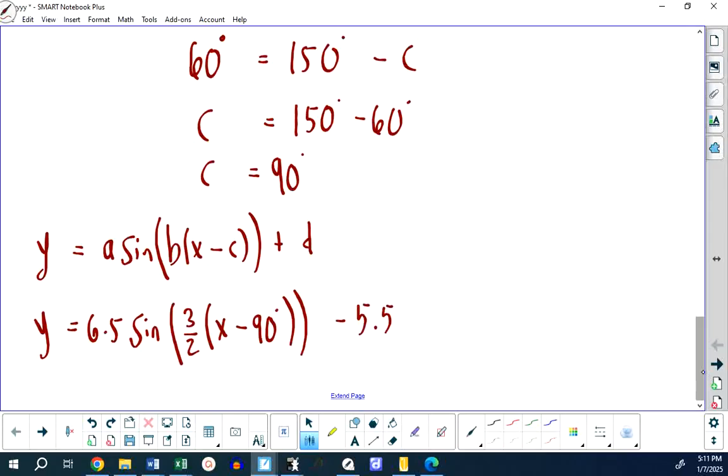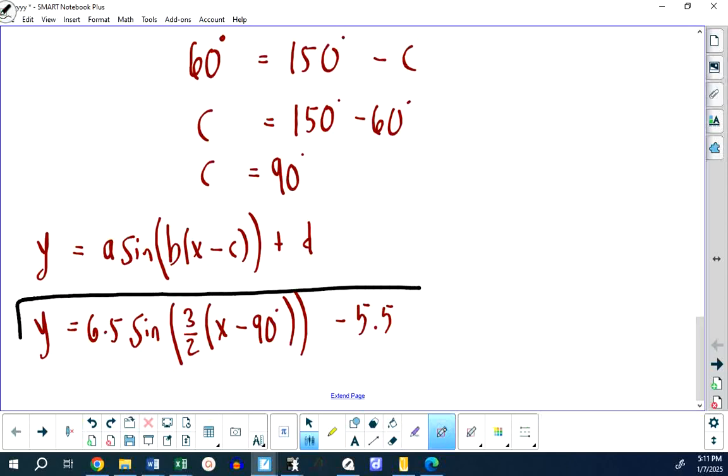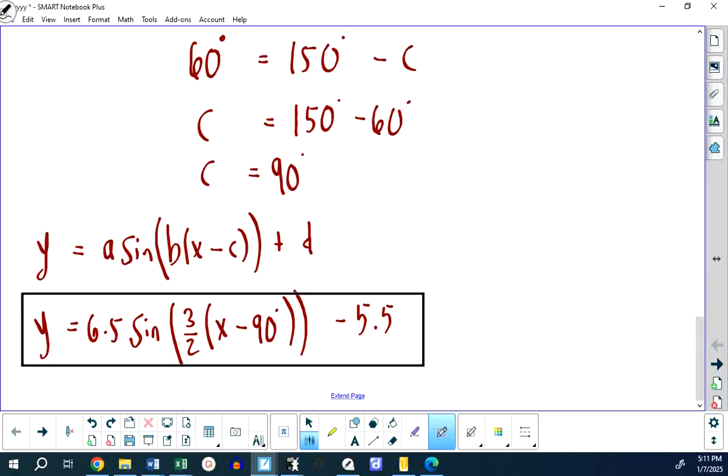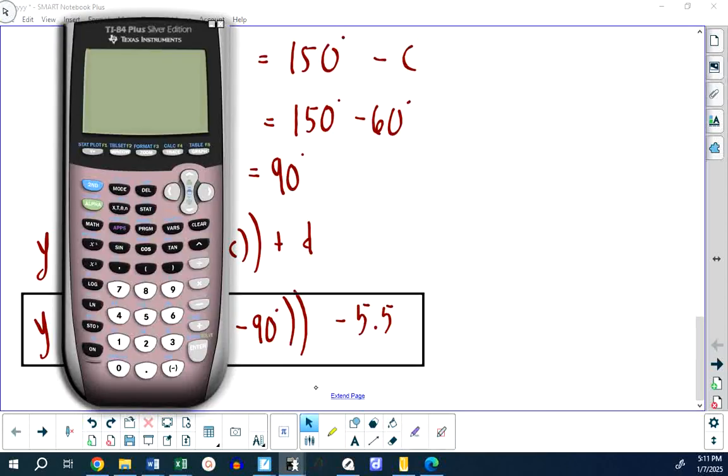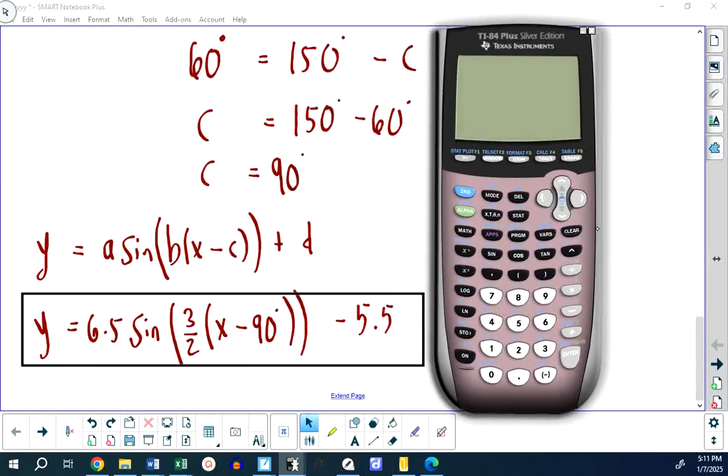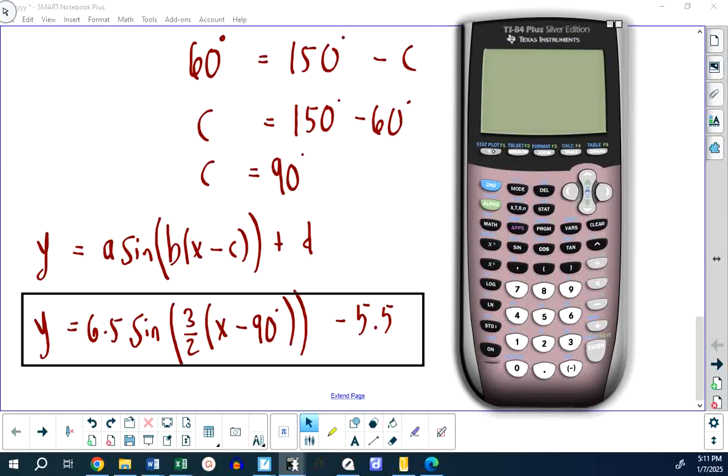And that's the answer to the question. Just to convince you of that, I'm going to use my calculator to graph that function. What do we have? 6.5 sine, and then I'm just going to put 1.5 instead of 3/2. Another set of brackets, x minus 90. Close all the brackets and subtract 5.5.